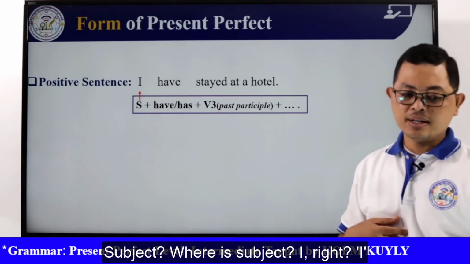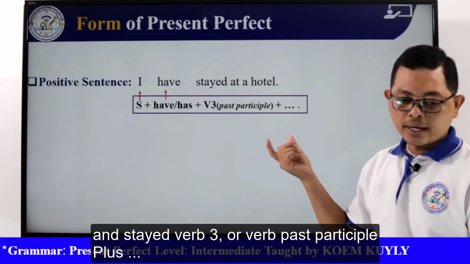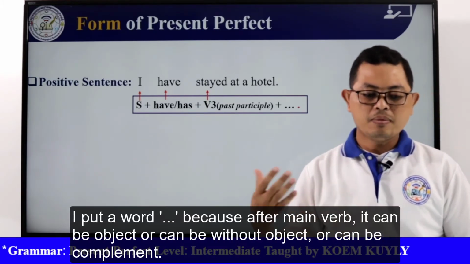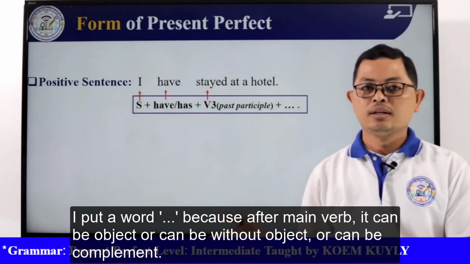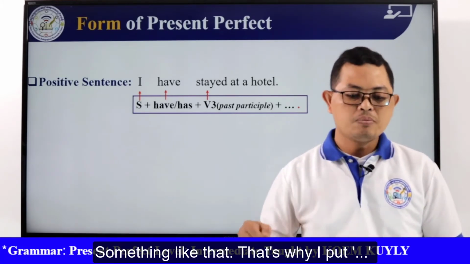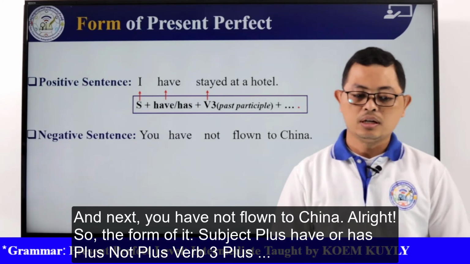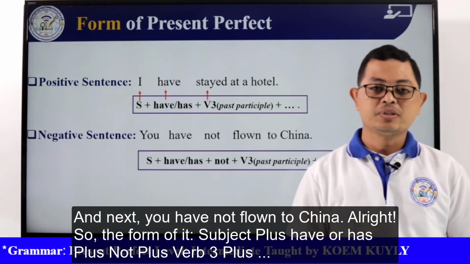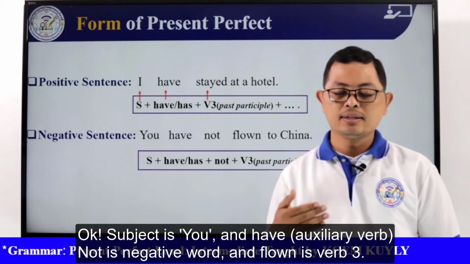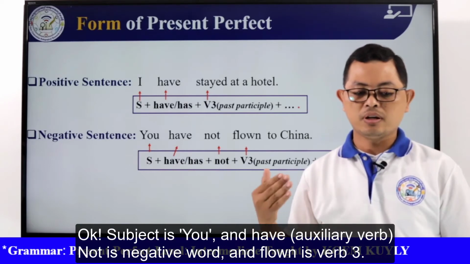So, subject plus have or has plus verb 3, or we call past participle, plus blah blah blah. And where is the subject? I, right? And have is the auxiliary verb. And stayed, verb 3 or past participle, plus blah blah blah. I put the words blah blah blah because after the main verb it can be objects, or without objects, or can be a complement, something like that. And next, about the negative sentence, you have not flown to China, right? So the form of it: subject plus have or has plus not plus verb 3 plus blah blah blah. Subject is you, have is the auxiliary verb, not is the negative word, and flown is verb 3.